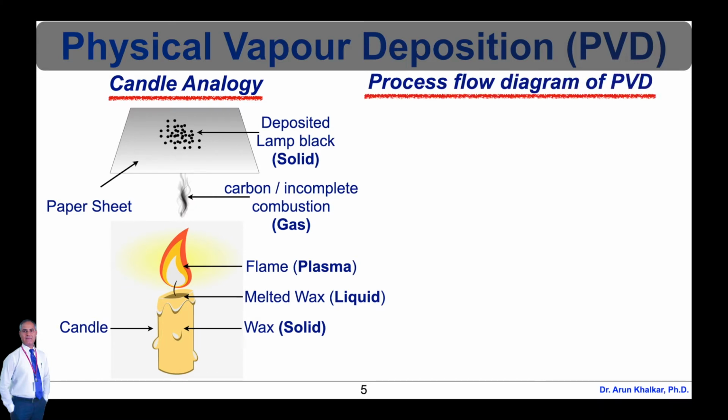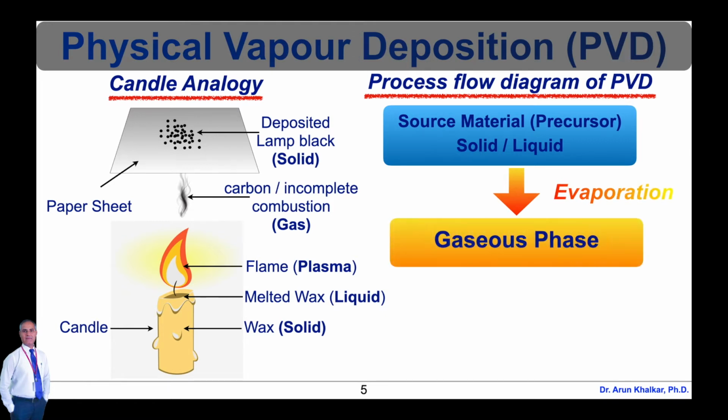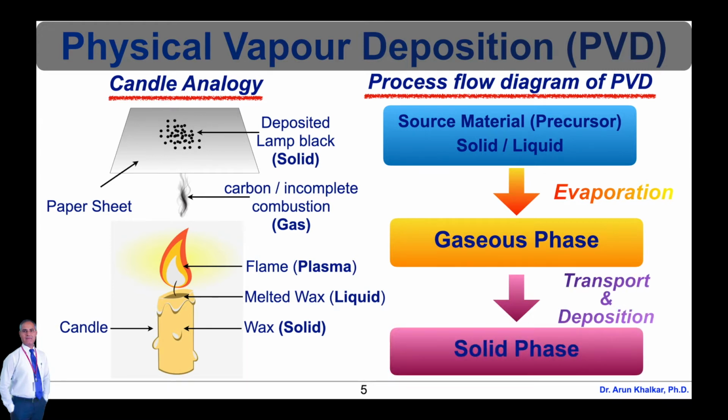Physical vapor deposition involves the transfer of material on an atomic level, which has important benefits in several fields. The process flow diagram of PVD is shown here in block diagram, which includes a source generally called the precursor, which gets sputtered or evaporated into gaseous phase and then deposited onto the surface, which is again in solid phase. Here in this process, the physical morphology changes from the precursor.